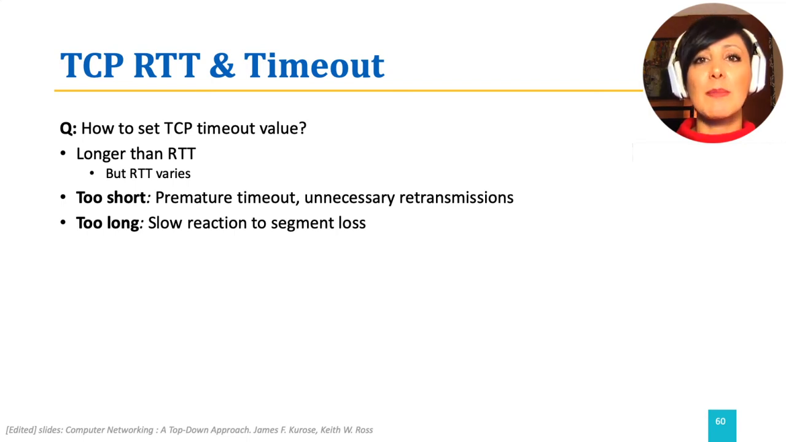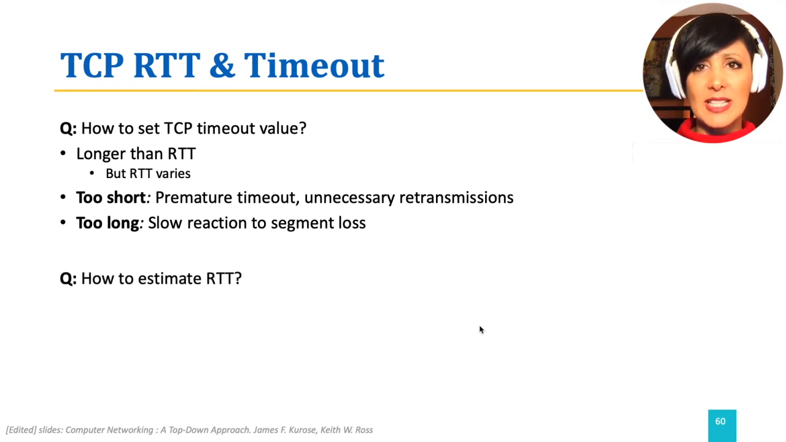If we set the timer value too short, premature timeout will cause unnecessary retransmits. And if we set the timer value too long, the reaction to loss will be too slow. So, how do we estimate RTT despite the changes?